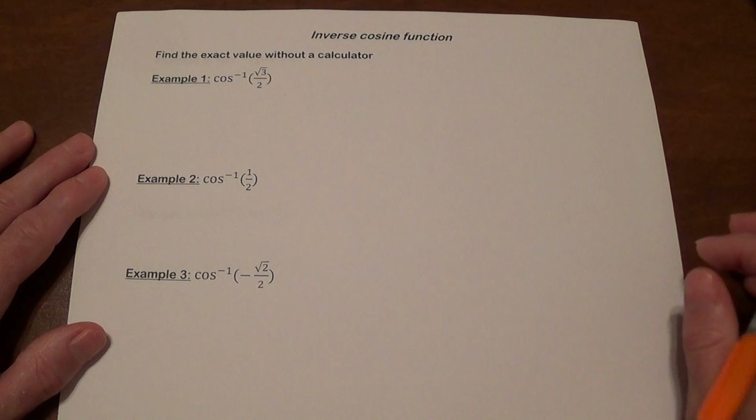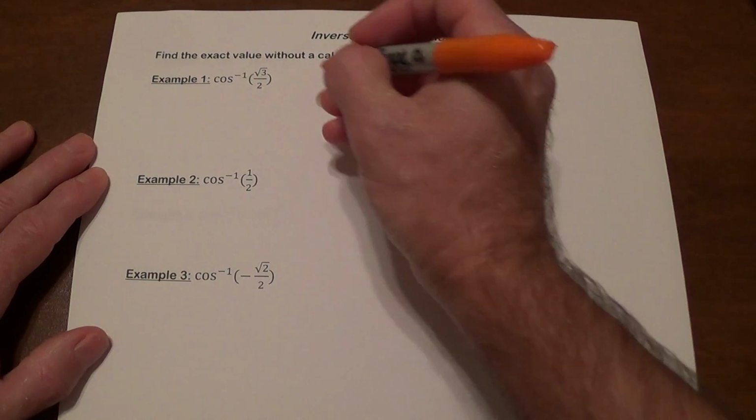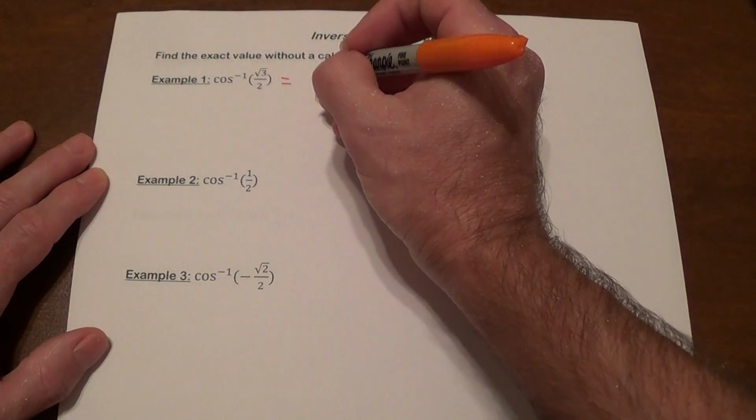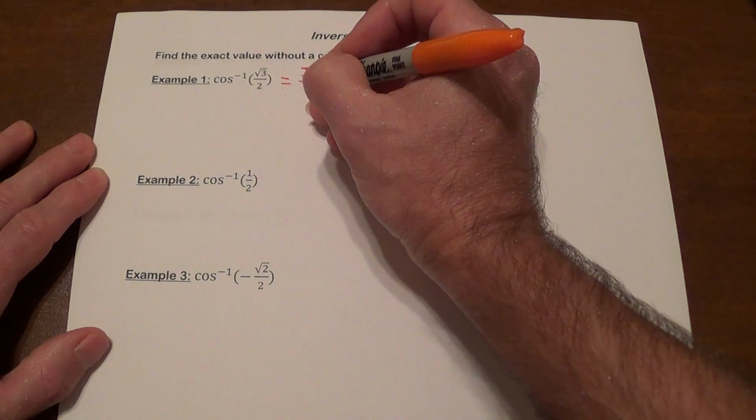Alright, so we're trying to evaluate this without a calculator. Arc sine of square root of 3 over 2. Well, where does the value of sine equal square root of 3 over 2? That happens at pi over 6. And pi over 6 is on the interval that we want. It's on the interval from 0 to pi.